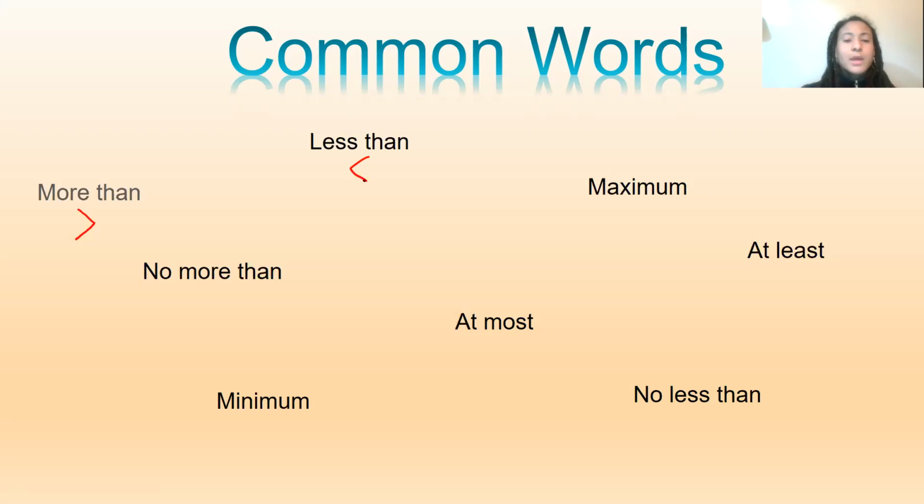Okay? Now, the next one. You need no more than $20 to buy a bag of Skittles. No more than. So that means $20 or less. Okay? Then we have minimum. You must be a minimum of 48 inches to get on the ride. So that means you have to be 48 inches or more.